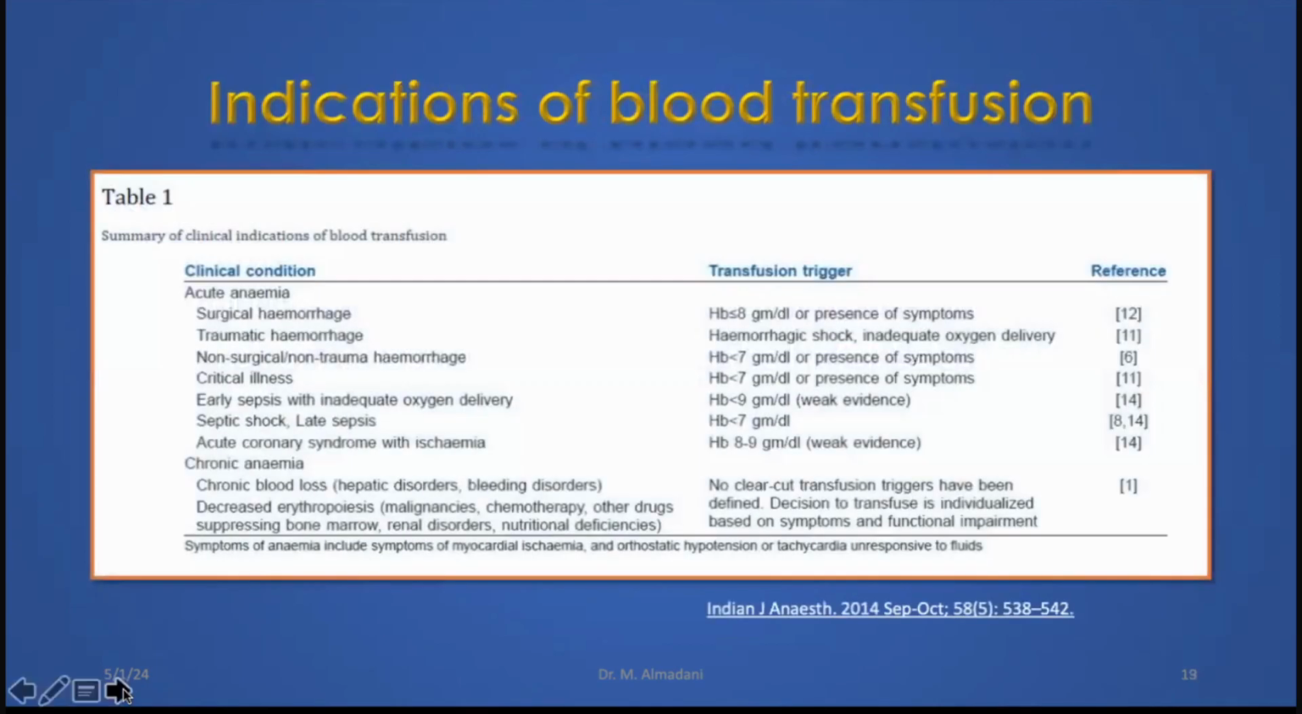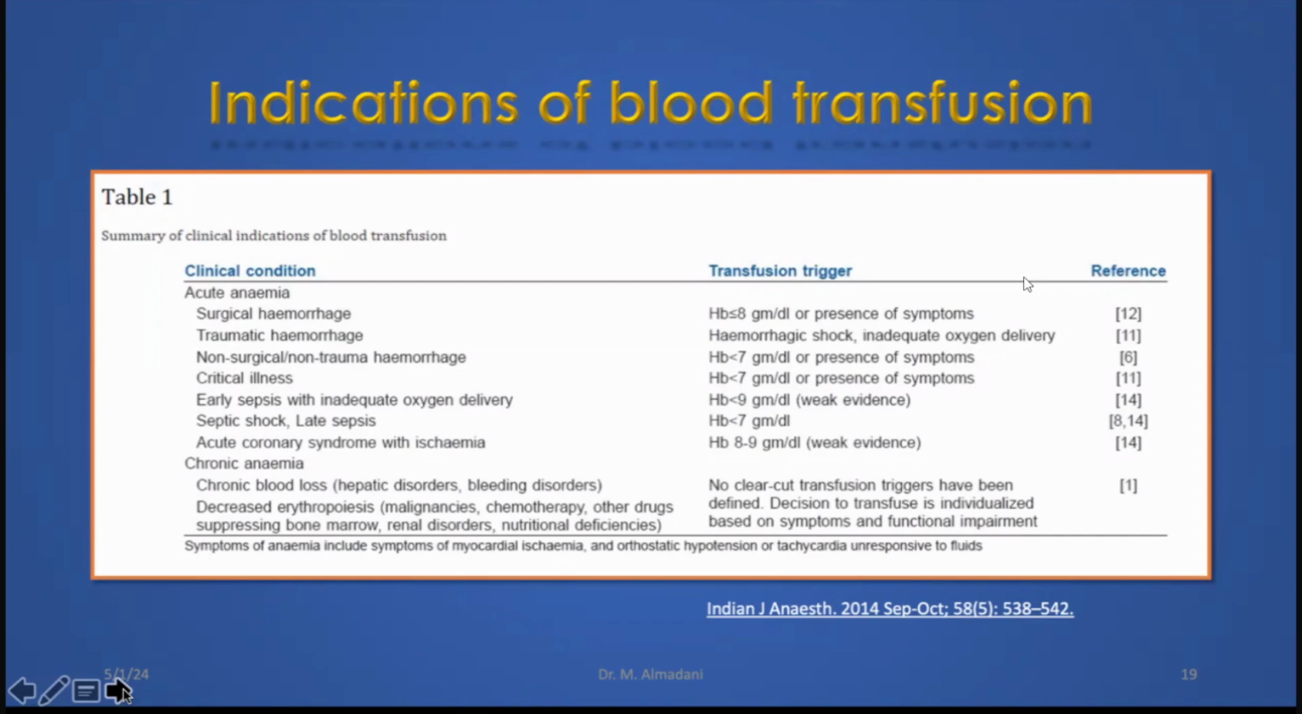There are no specific rules, but generally speaking, are we dealing with acute anemia or chronic anemia? We are a bit reluctant to give blood transfusion to patients with chronic anemia, because this is their baseline level. But generally speaking, we need to replace the hemoglobin once it's less than 7 grams per deciliter.